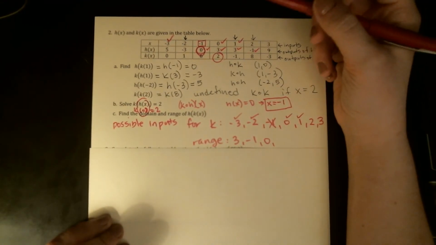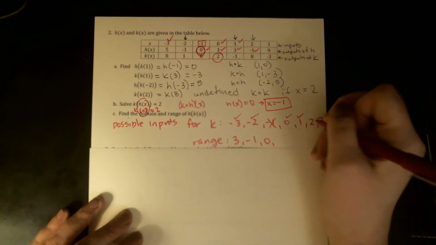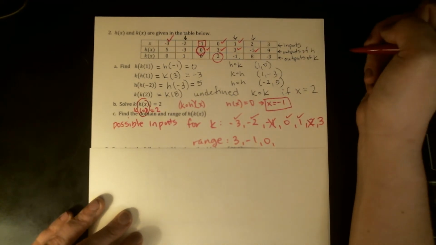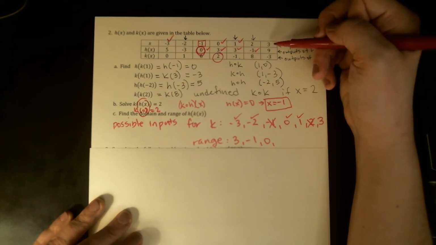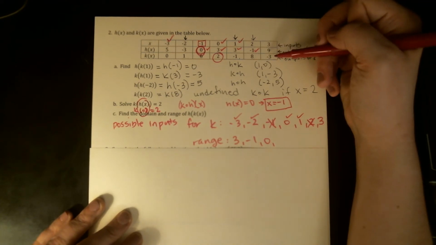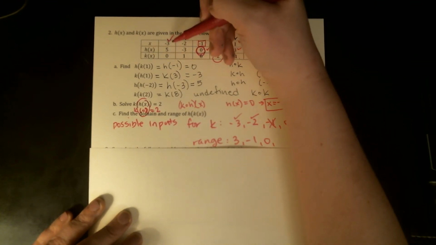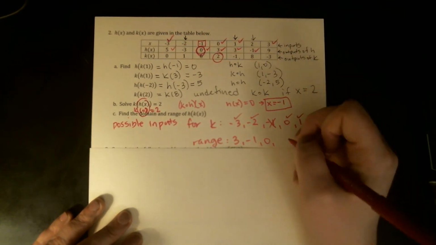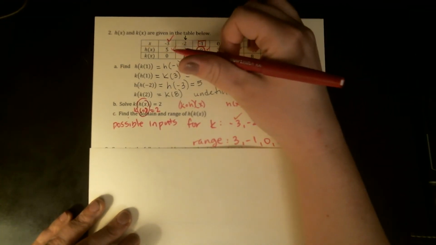Almost done. 2 first into k gives me 8, and then I get stuck. I'm not allowed to plug 8 into h, so I'm going to cross 2 off the list. Last one, 3 first into k. k gives me -3. If I then plug -3 into h, I get 5. So I get this nice ordered pair, input 3, output 5.